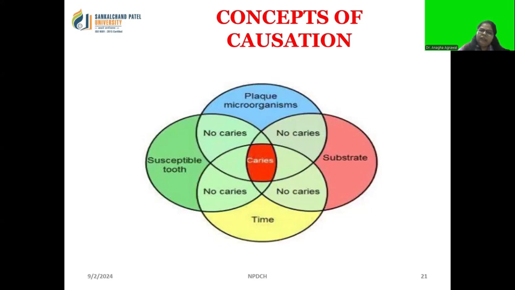So all these factors, that is the host factor of the tooth, all these factors in tandem, if they stay in the particular environment for a period of time, then only you can have the caries. So all these four circles, if they interact with each other, then only you will be having the caries. If you can break any of the circles, then there won't be any caries for your patient. That's why you have to concentrate your efforts on breaking these circles so that there will be prevention of caries in future.